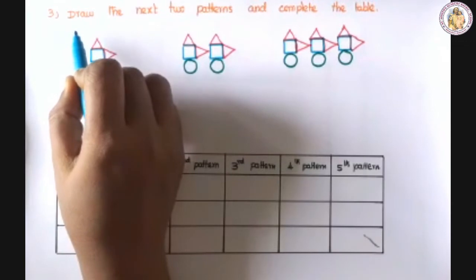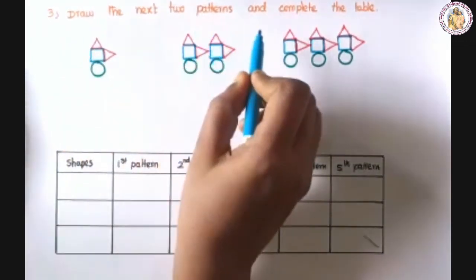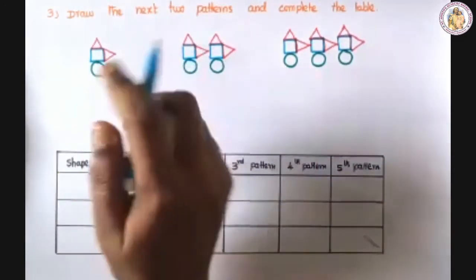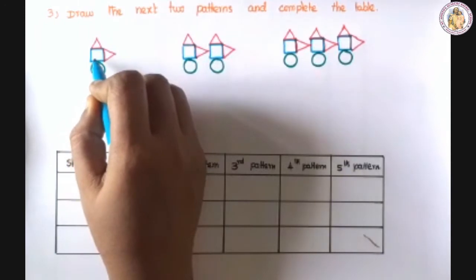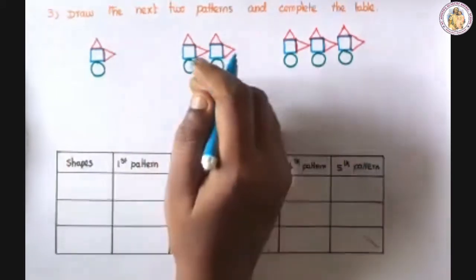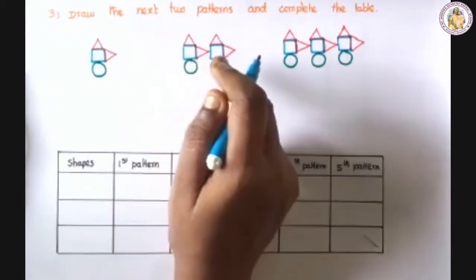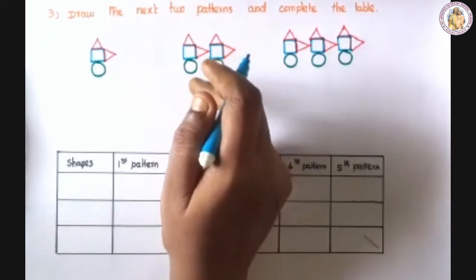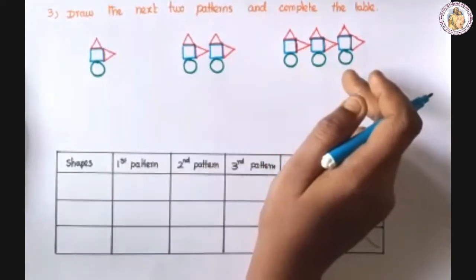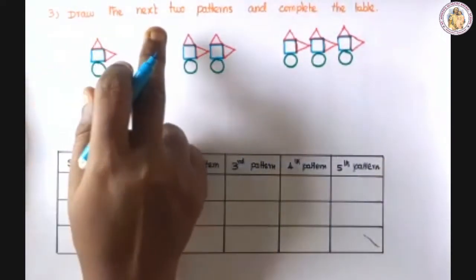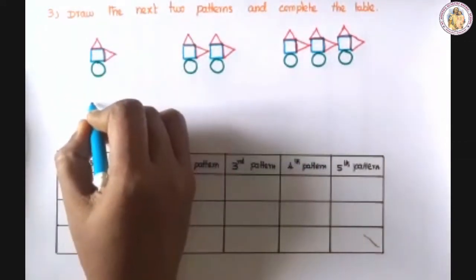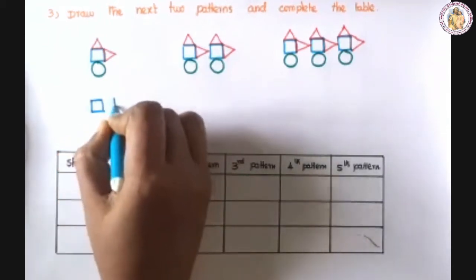Third one. Draw the next two patterns and complete the table. Listen here. They have given the shape pattern. First one: one square, two triangles and one circle. See the next pattern: two squares, four triangles and two circles. So they have given the third pattern. We have to draw the next two patterns.